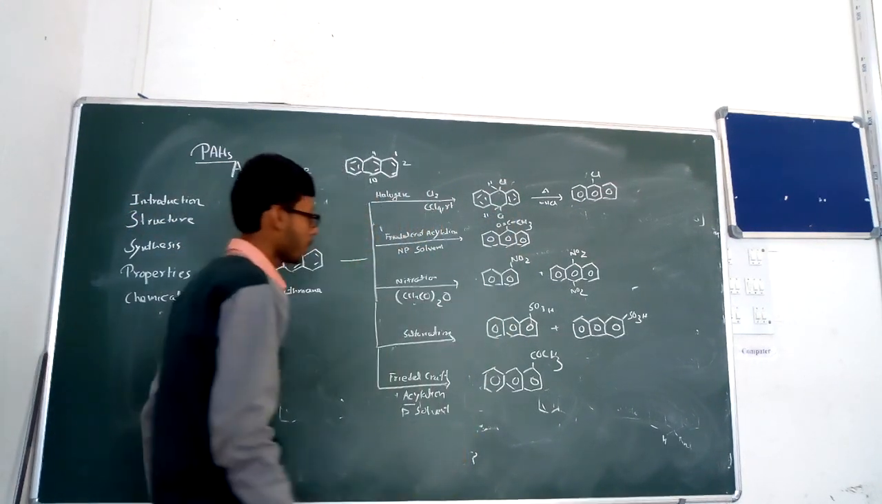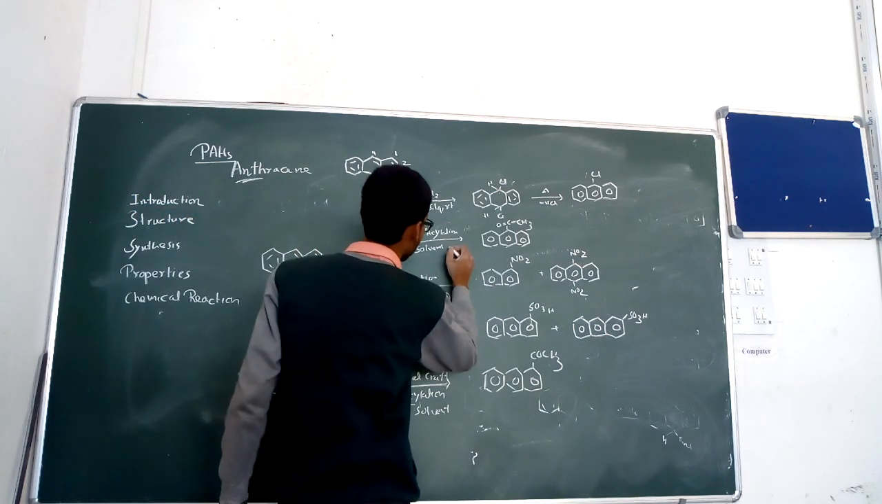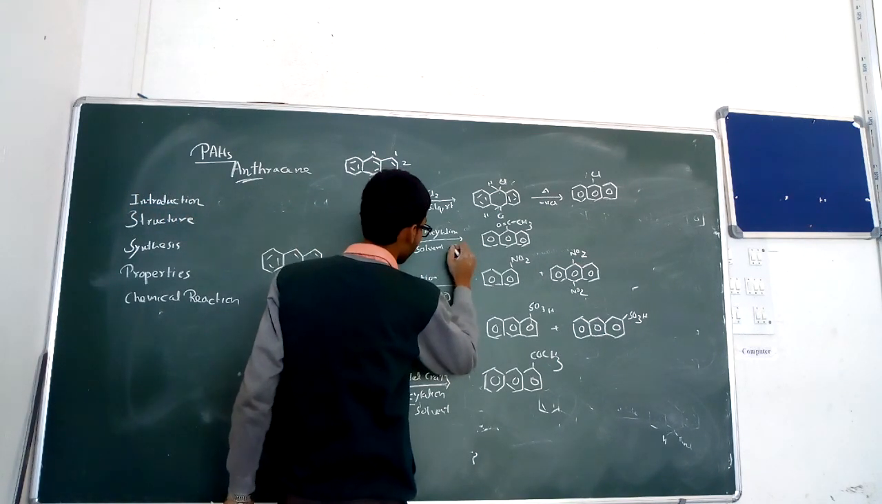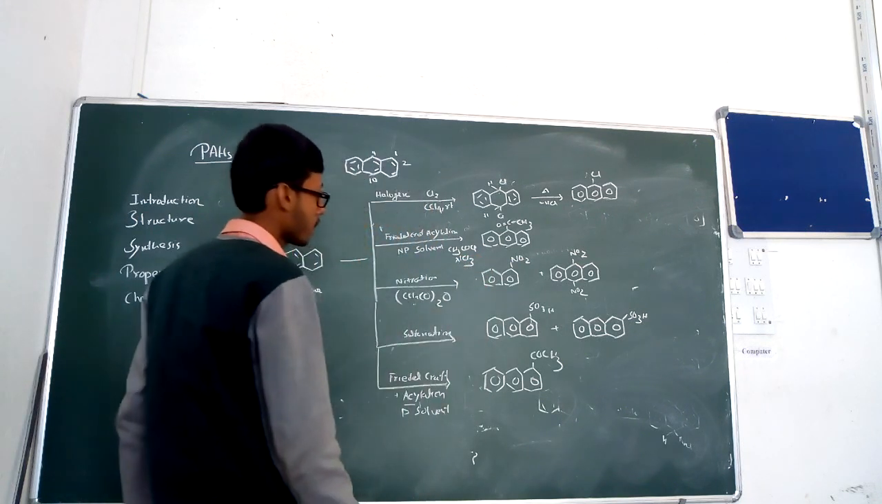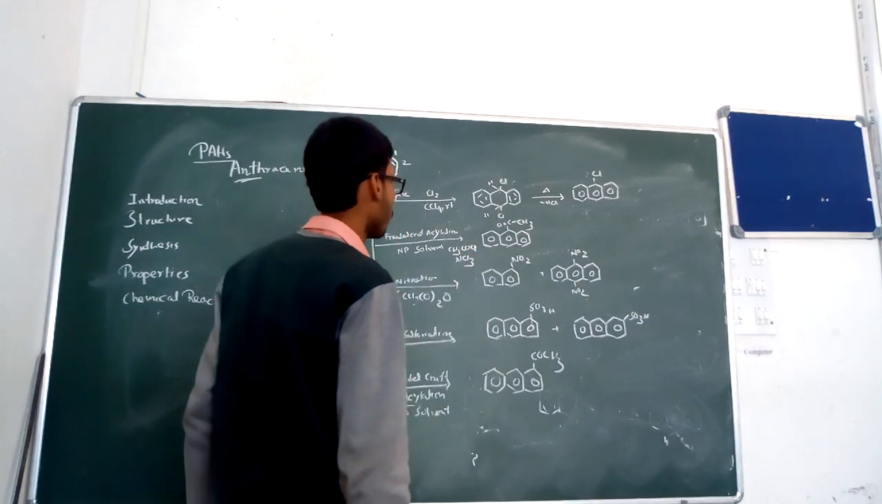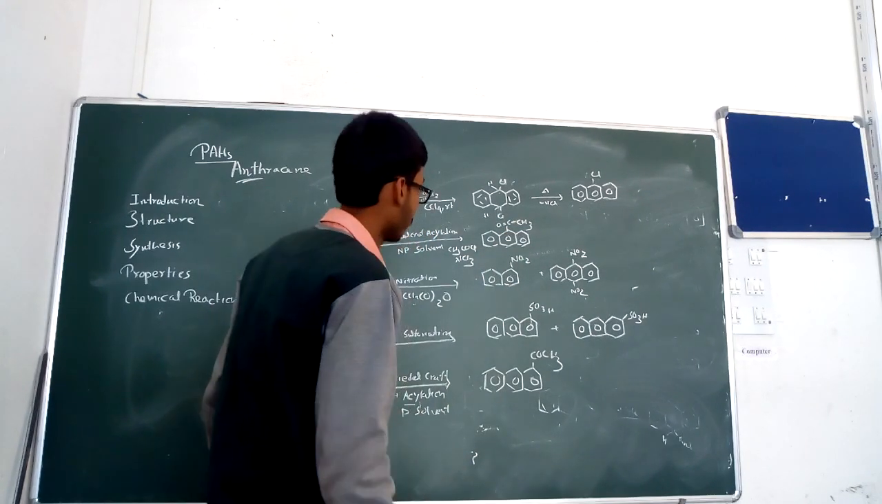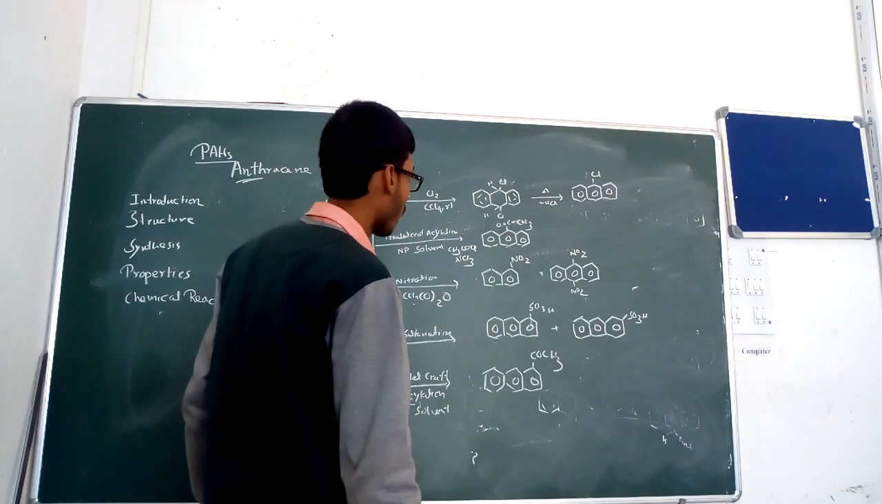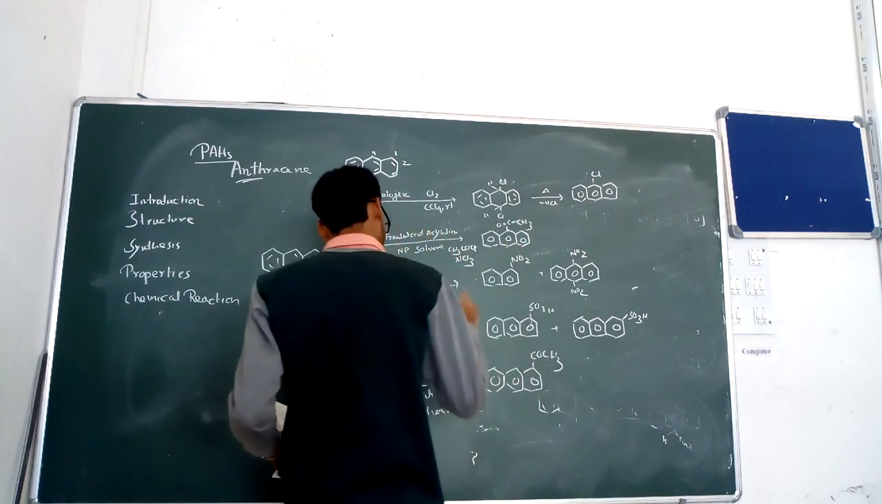Similarly, in Friedel-Crafts acylation, anthracene reacts with acetyl chloride in the presence of aluminum chloride, and acylation occurs with the acyl group attached at the 9 position. The product yielded is 9-acetylanthracene.